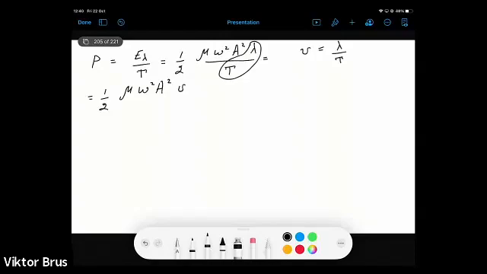That power, which is transferred with a wave, meaning energy per unit time, will increase with omega, the angular frequency, and amplitude in square. So these are the most dominant parameters. And also, if we have a medium with higher speed of wave propagation, that will also increase the power which is transferred by the wave.